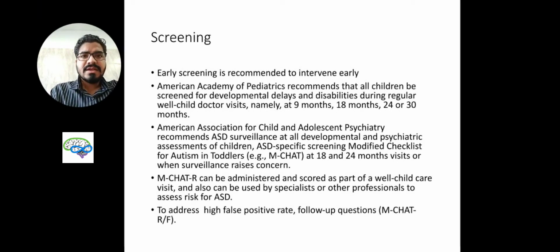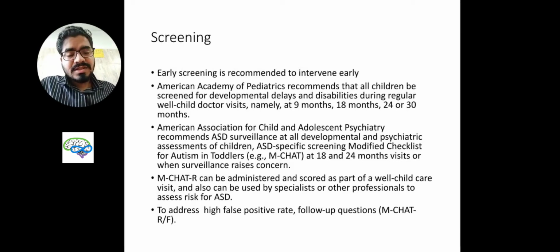Coming to the screening, it has been recommended that early screening is very useful, because if we start the intervention early, the prognosis becomes very good. The American Academy of Pediatrics recommends that every child who comes for regular routine visits to a pediatrician or a physician should be screened at 9 months, 18 months, and 24 or 30 months. Frequently these are the times when almost all children visit a physician or pediatrician for immunization, because according to the national immunization schedule, during these months some vaccines are given to every child. So this provides a great opportunity to screen them for neurodevelopmental disorders.